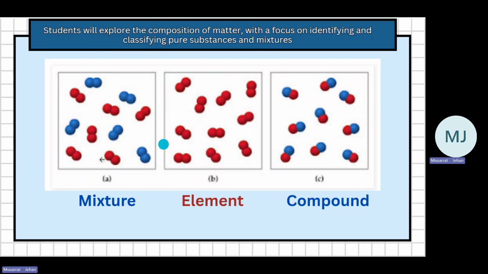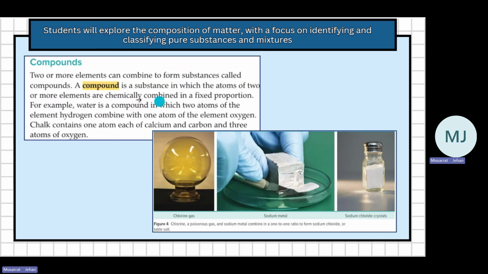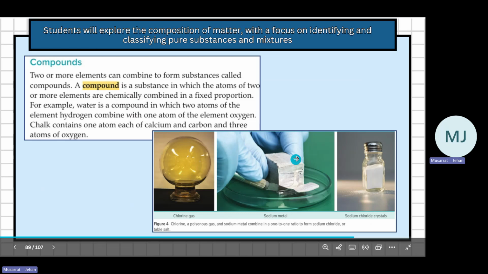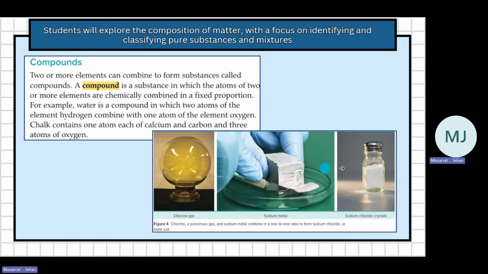Here, this figure is showing you a mixture. How do you know this is a mixture? See, it has two different types of particles. They're mixed together, not chemically combined. In an element, all particles are the same. In a compound, all particles are the same, but each particle has two different types of elements. So this is mixture, element and compound. I just told you, like this is chlorine gas, this is sodium metal. When they combine, they're forming salt. Entirely different properties.